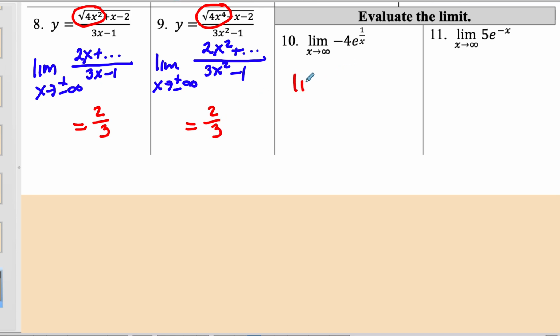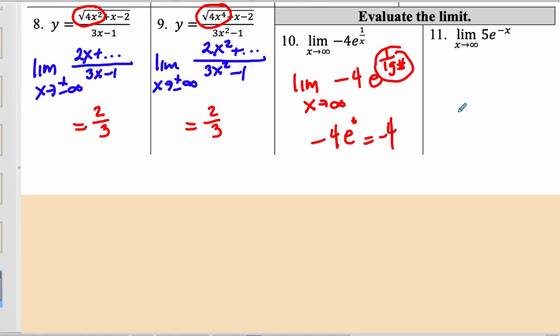Over here, this is the limit as x approaches infinity of -4, and then this is e to the 1 over x, but this x is going to be really large because it's growing. So this is a large number. When this is a large number, then this is getting close to 0. So this will be -4 e to the 0, which is -4, because e to the 0 is 1.